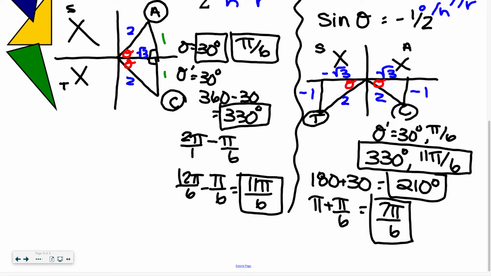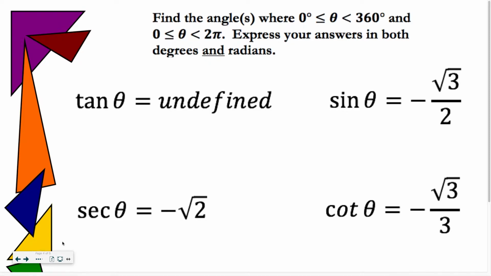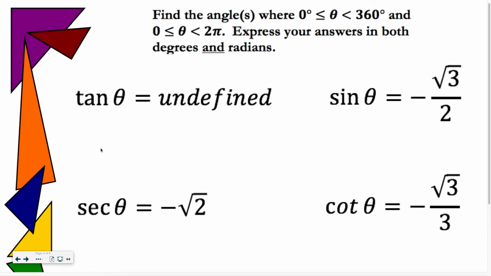I think I have one more that I at least want to do. Got a few more on this one. Can we talk about this tangent one at least? This is a good discussion to have. And then I'll give you your homework assignment before the bell.